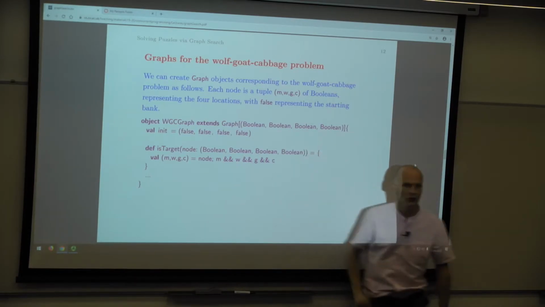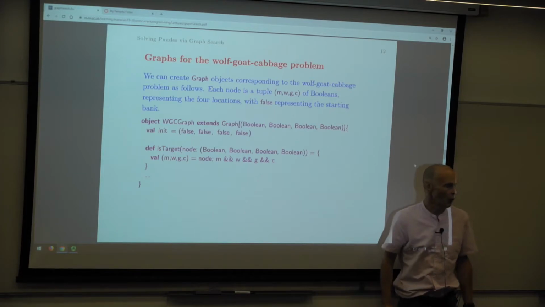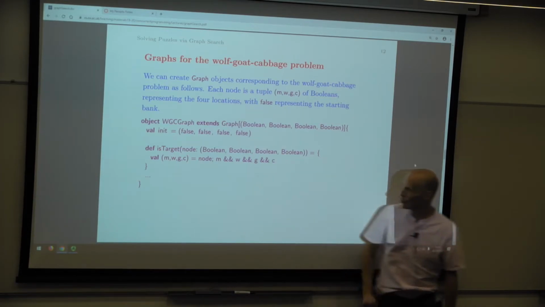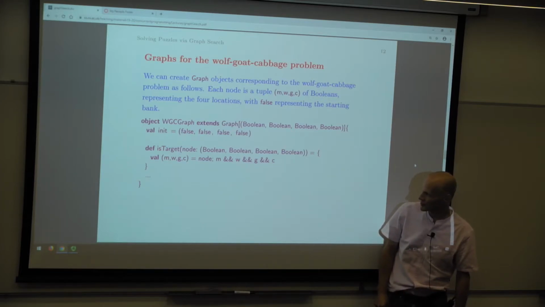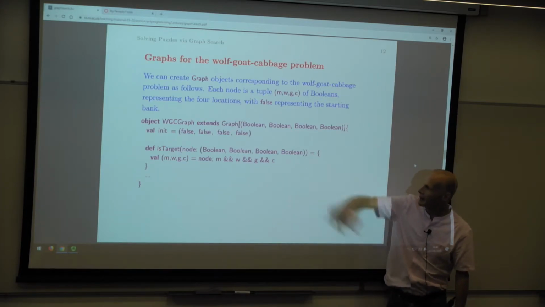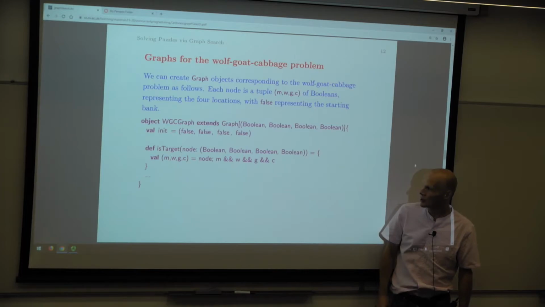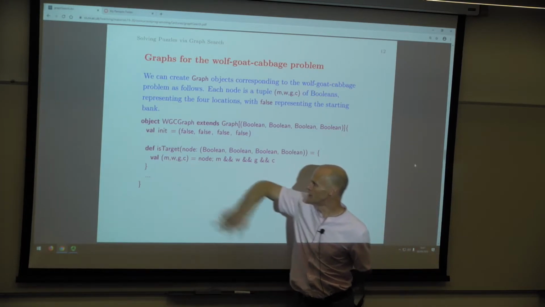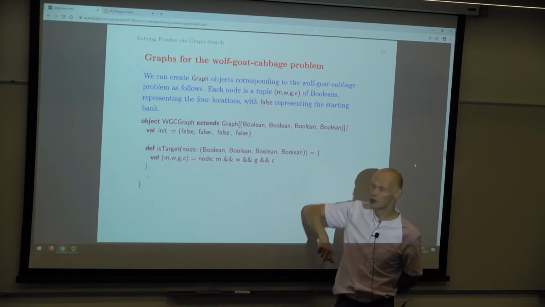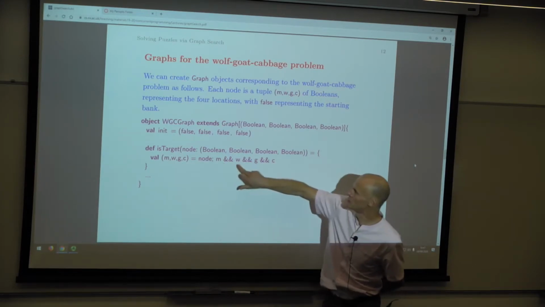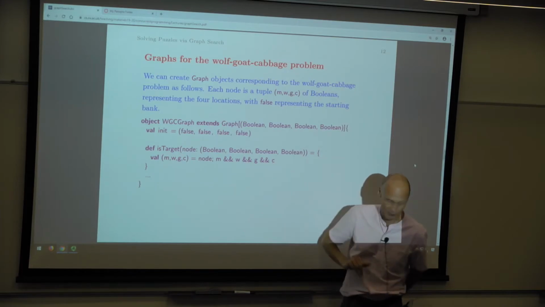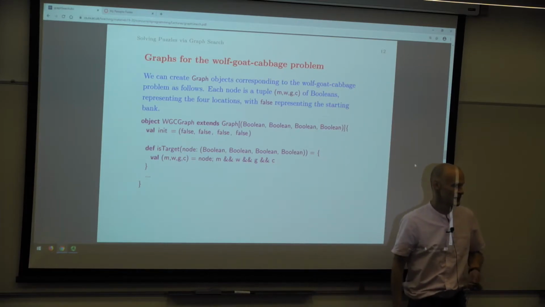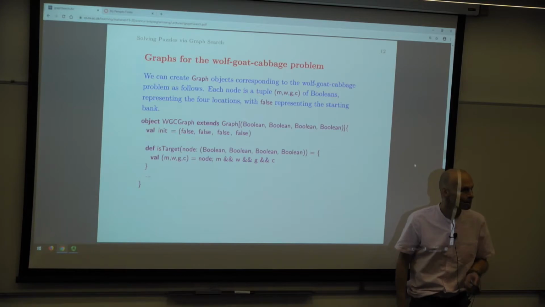The initial node of the graph is where all 4 of them are on the starting bank, so that's the 4 tuple where all the entries are false. A particular node is the target node. Well, let's just unpack the node as a 4 tuple MWGC. That's a target node if each of these is true. So if M is true and W is true and G is true and C is true. Okay, so that's easy to test whether a node is a target node.